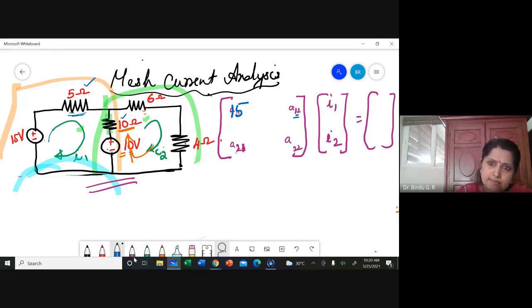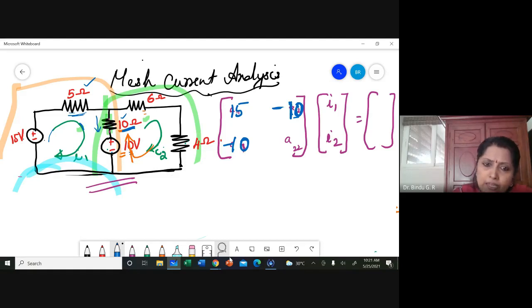A12 is the sum of those resistors which are common to I1 as well as I2, common to both meshes, which is that you only have one resistor here, that is 10. So I write 10 here with a negative sign because through 10, I1 is going in this direction and I2 I have taken in this direction. So I am writing it as minus 10. Okay, minus 10. Then A21 and A12 will be the same, isn't it? A21 and A12 will be the same. Again, this will be minus 10.